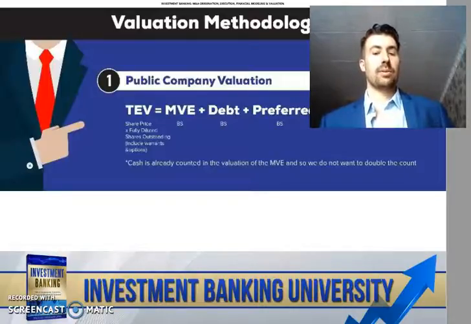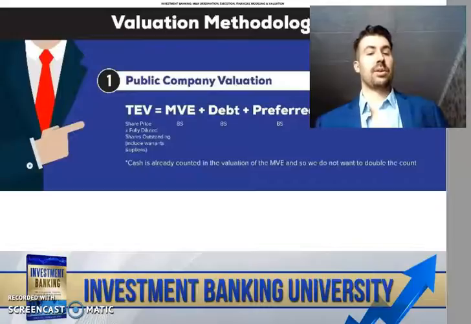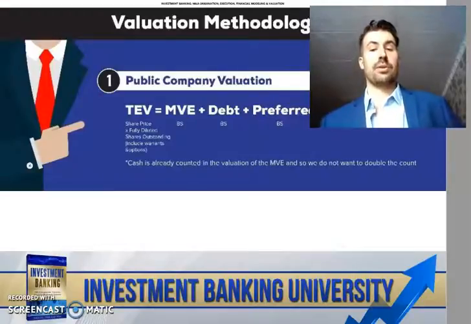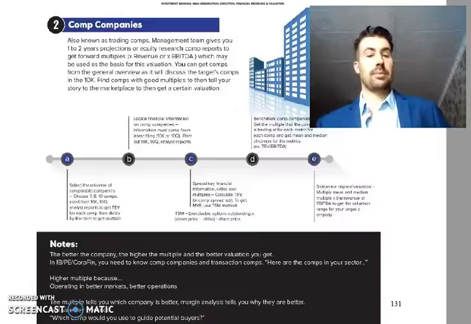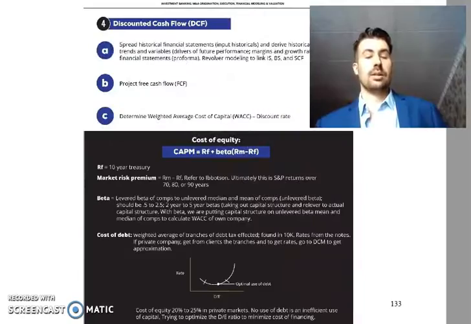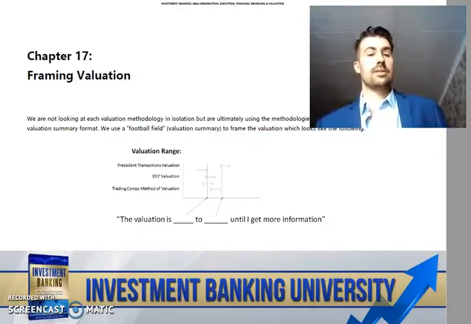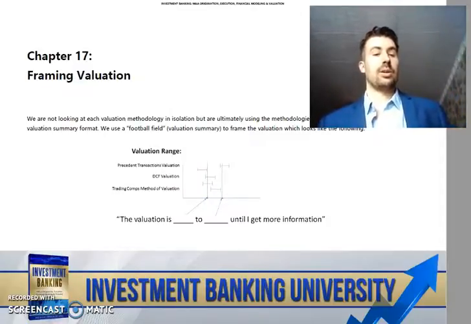And here we just have some infographics that visually show the valuation methodologies and the different ones. Of course, this is the public company valuation showing TEV equals market value of equity plus debt plus preferred plus minority interest minus cash. And here's comp companies, and then precedent transactions, and then ultimately our DCF on both of these slides. And so that's it for this video. We're going to continue on with framing valuation in the next video.